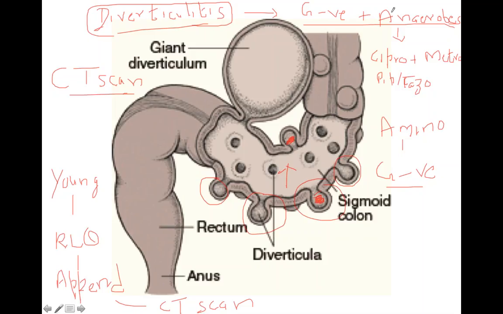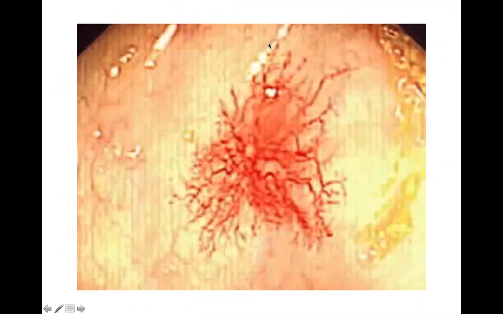Next we come to angiodysplasia. Angiodysplasia is the second most common cause of lower GI bleed. The patient has painless bleeding, so we have to go for colonoscopy. When we go for colonoscopy, we will find a fern-like pattern. Okay, so this is typical. This picture can come in the exam, and also that of diverticulosis.